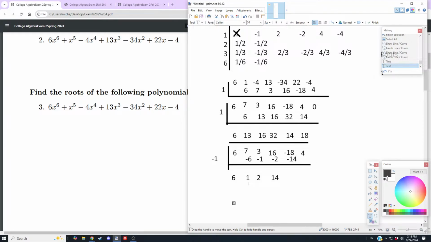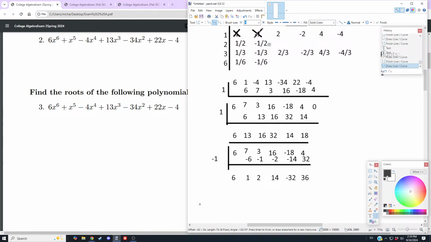-14 plus -18 is -32. Times -1 is +32. 4 plus 32 is 36. So that one didn't work either. So that tells us that -1 is not a root of this polynomial.